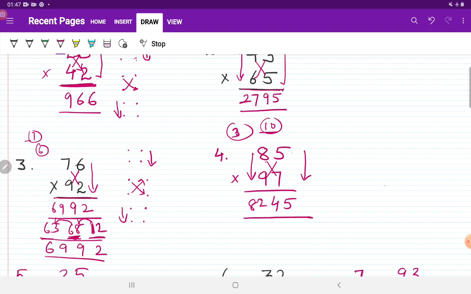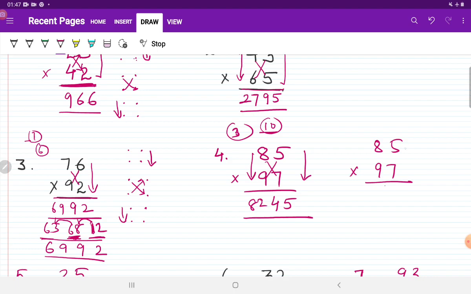So bigger numbers you can also multiply in a single step. But another way, I'll write again 85 into 97. If you are feeling difficulty, you have to do it in your mind. So for that you can write here and then you can add. Again both are the same thing.